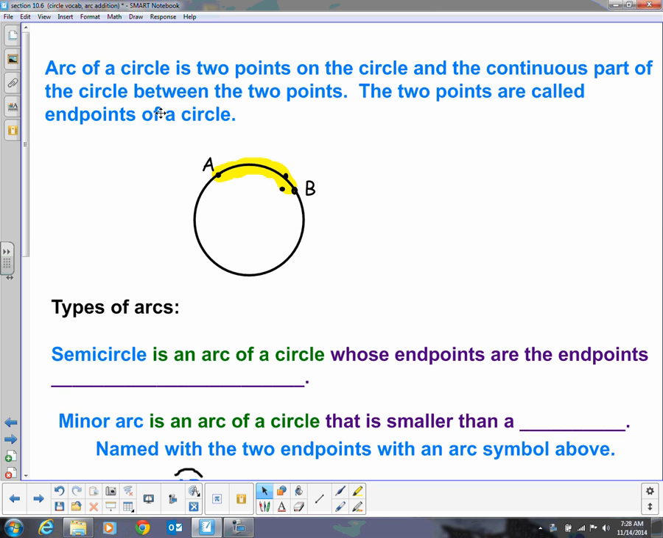The 2 points are called endpoints of an arc. Just like a segment has endpoints, an arc is going to have endpoints.